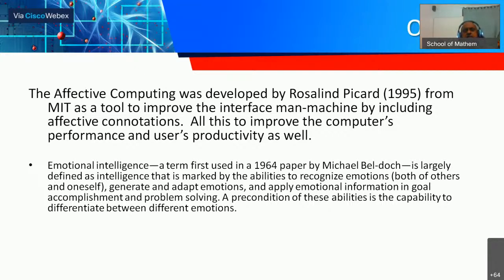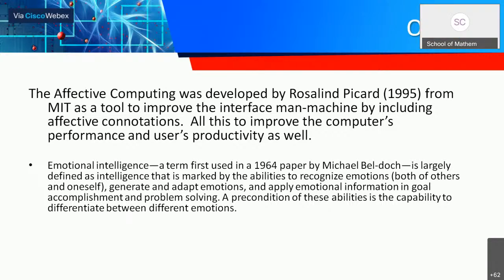The main idea has two purposes. One is to improve the computer's performance, because we are aiming for some result, but the result has to be suitable for us. So the computer should understand and deliver according to my emotion. Similarly, the user's productivity can also be increased. How, and in what way? We will see in the slides.